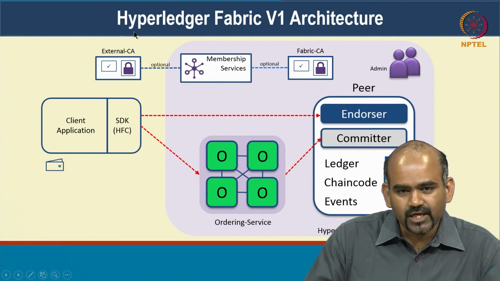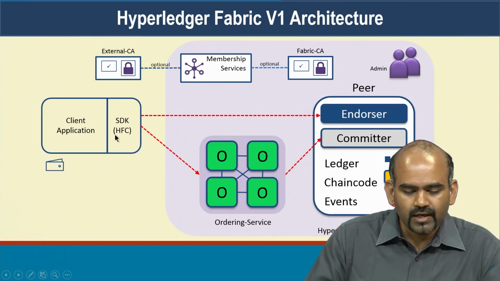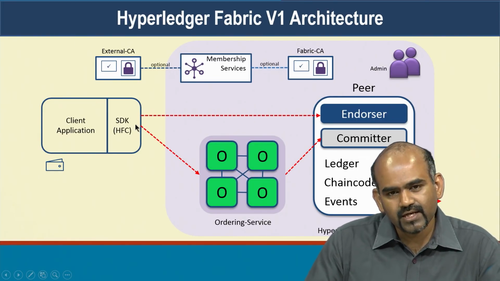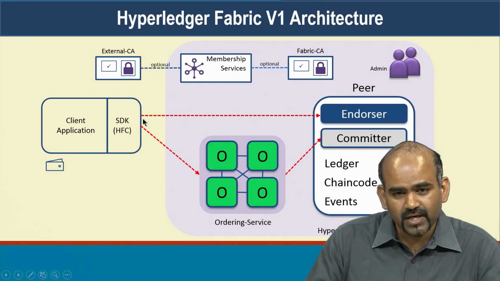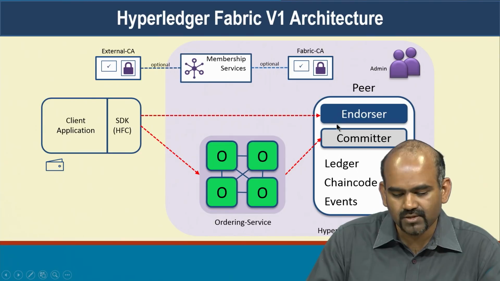Now the client application can be written in absolutely any language of your choice, and we provide a set of SDKs to interact with the blockchain. It's called the Hyperledger Fabric Client, the HFC. And the SDK today is available in multiple languages. It's available in Node.js, it's available in Java, it's available in Python as well. So you can use any of those SDKs to perform your transactions on the blockchain.